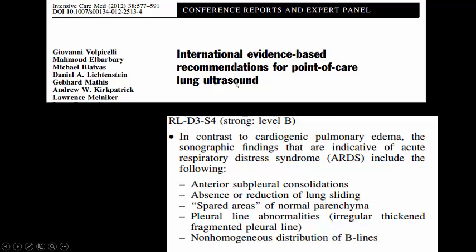in Intensive Care Medicine, and done really by the founders of lung ultrasound, Dr. Giovanni, Professor Daniel, Professor Berberi. This is a very important recommendation. They mention very clearly, in contrast to cardiogenic pulmonary edema, the sonographic findings indicative of ARDS inflammation. To differentiate between congestion and inflammation as a cause of B line, you need to search for these signs in lung ultrasound: anterior subpleural consolidation, absent lung sliding, spared areas of A line beside B line, pleural line abnormality.